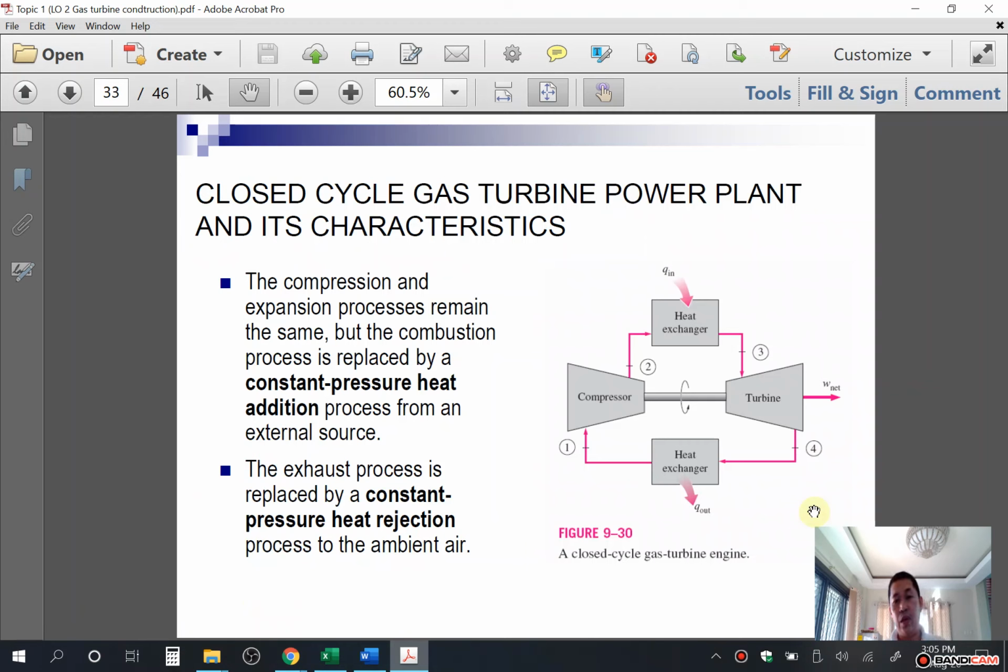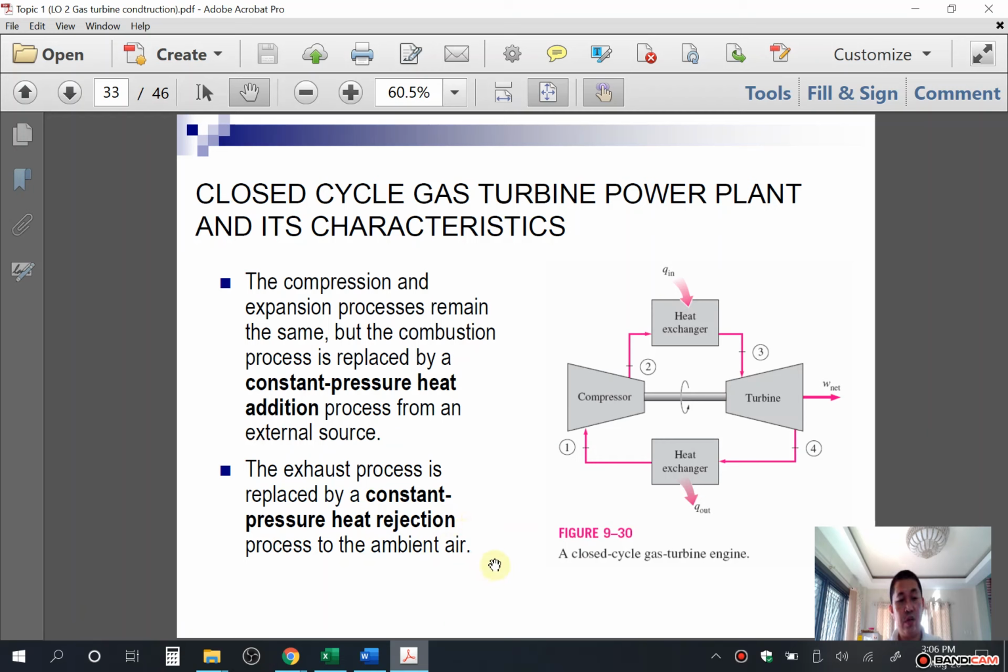So we are here now in the closed cycle gas turbine plant. In a closed cycle gas turbine plant, you see the difference. The compression and expansion processes remain the same, but the combustion process is replaced by a constant pressure heat addition process from an external source. The exhaust process is replaced by a constant pressure heat rejection process to maintain ambient air.